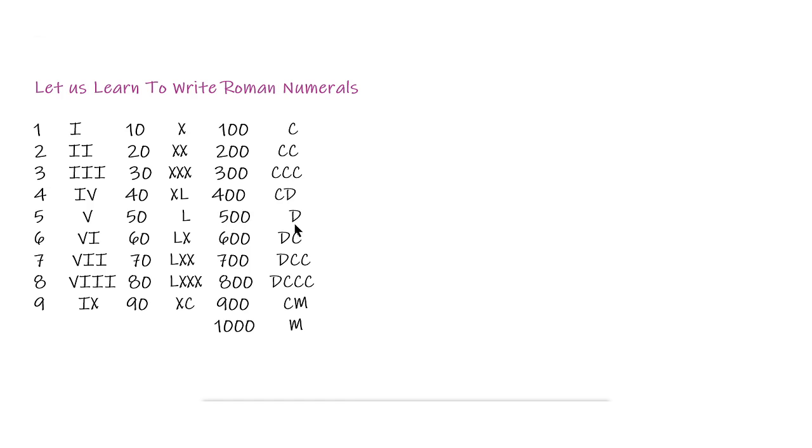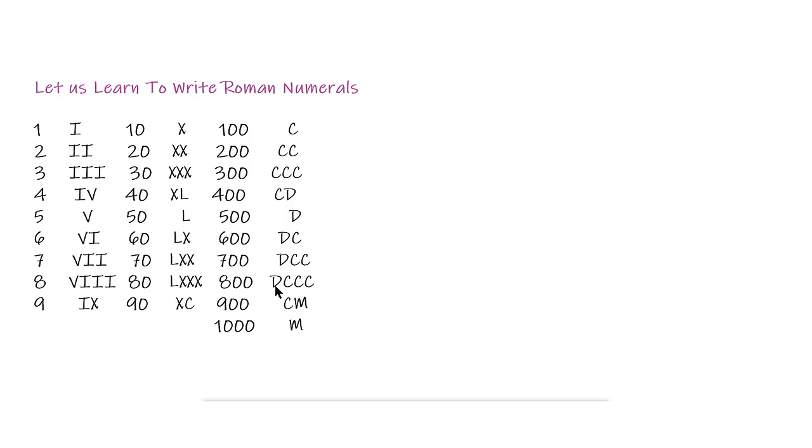500 is D. 600 is DC. After 500, if you write C, it is added. So 500 plus 100 is 600. 700 is DCC. That is 500 plus 100 plus 100. As C is written 2 times, it is added. 200 is added to D. That is 500 plus 100 plus 100 equals 700.